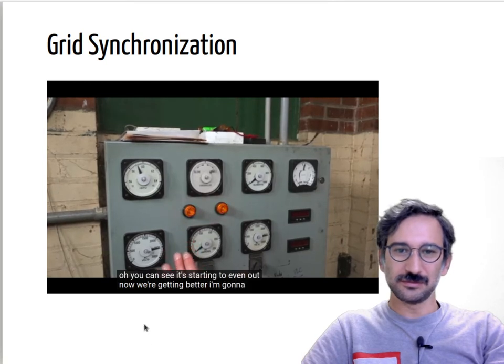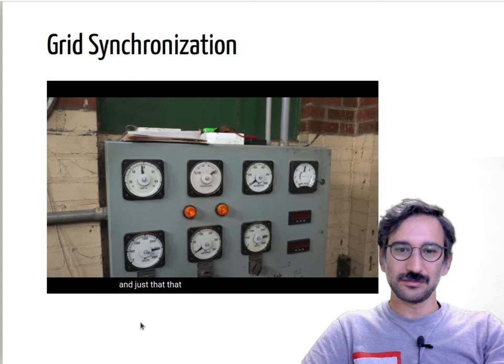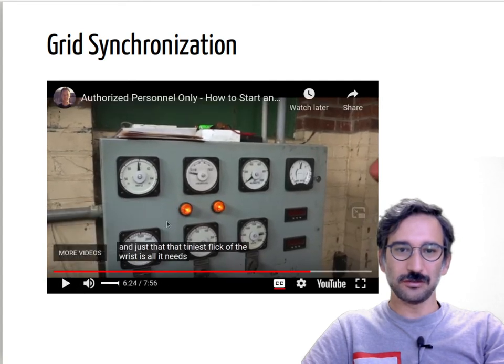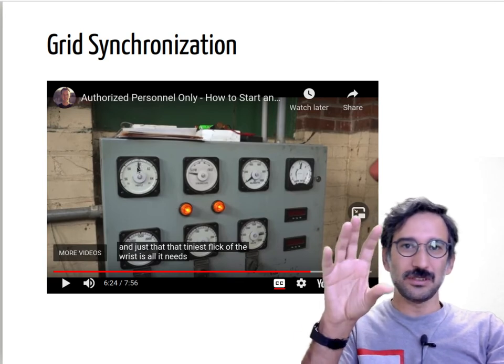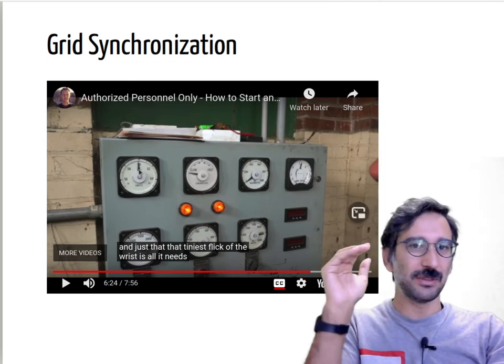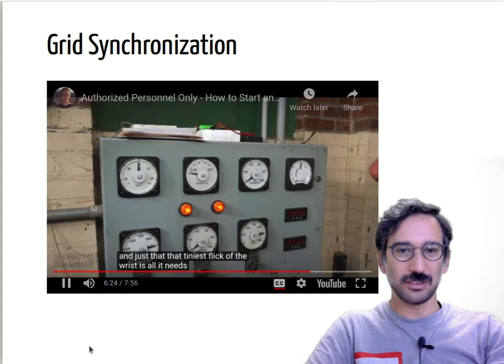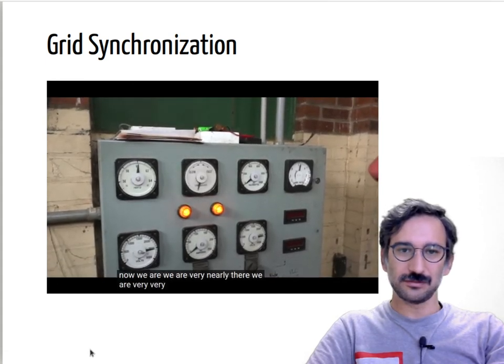We're getting better. I'm going to give it just a kiss. And just that tiniest flick of the wrist is all it needs. Look at the frequency of the lamps. Now you are getting closer to 60 hertz, and they will flash slower and slower. And when they are both off for a long time, that means it is at the same frequency and same voltage. Now we are very nearly there. We are very, very nearly there.